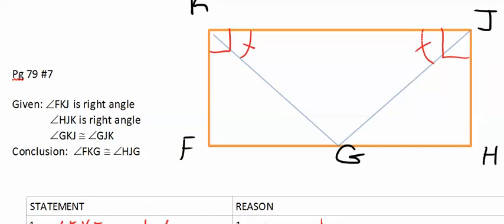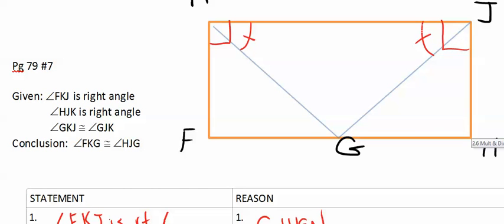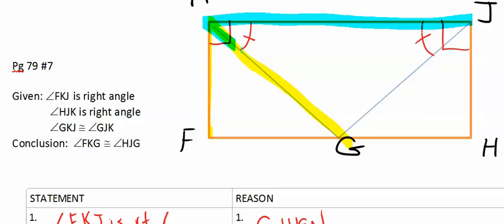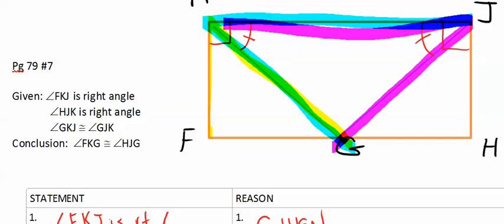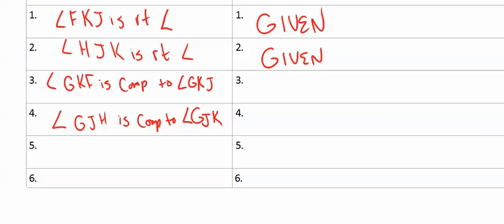If we look back at the diagram and we know that FKJ is a right angle, we know that FKG and JKG are going to be complementary to each other. The same can be said about these two angles. So we write that in our statement. Angle GKF is complementary to angle GKJ, and angle GJH is complementary to angle GJK.